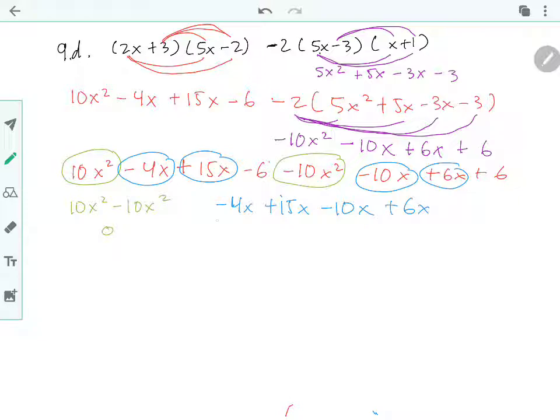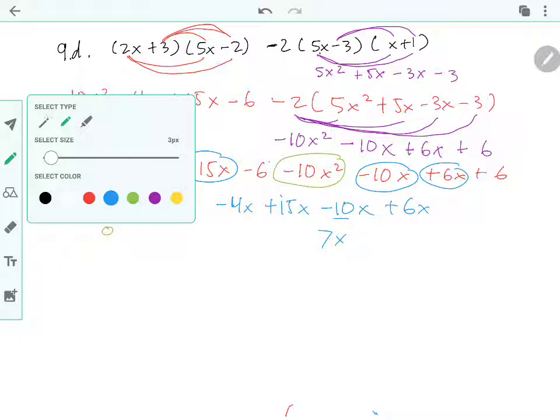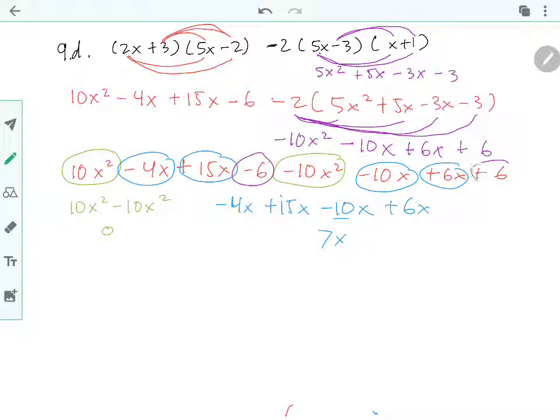So negative 4x plus 15x equals 11x. 11x minus 10x is 1x, and 1x plus 6x equals 7x. Now the last one, we still have negative 6 plus 6, which equals 0. So 0 plus 7x plus 0, the final answer is just 7x. Okay, I think that's it. Happy studying.